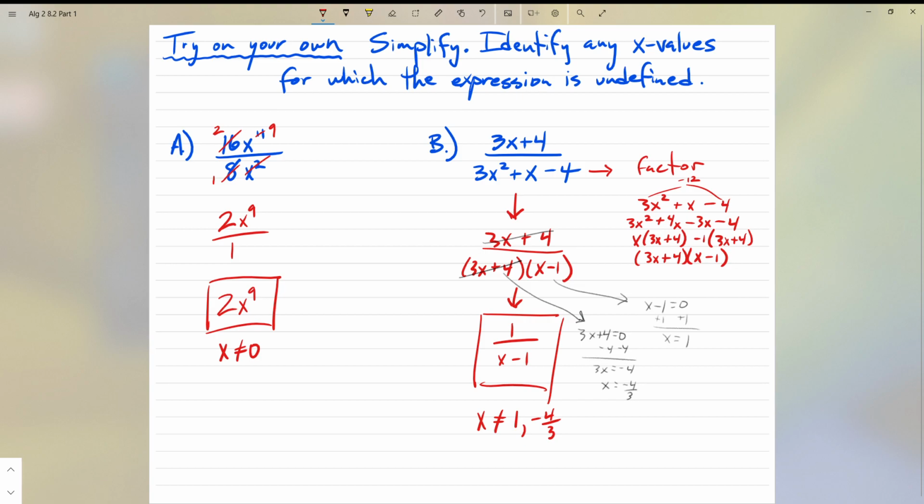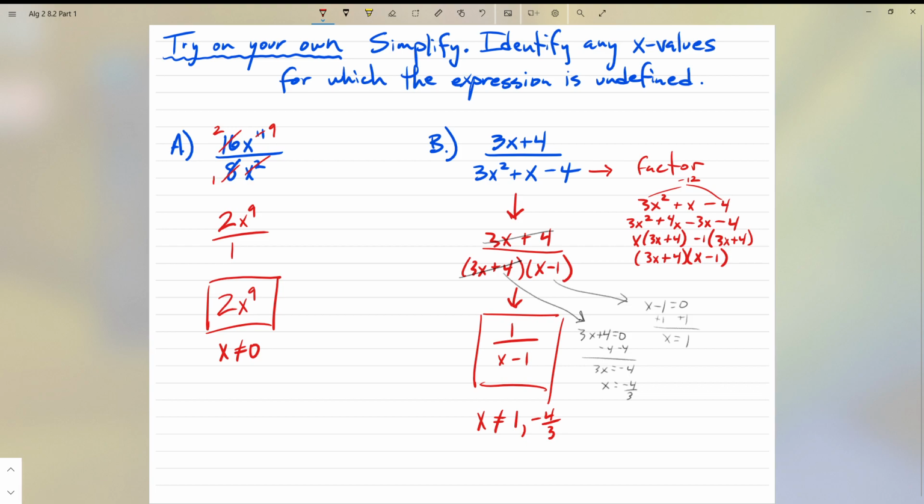So here we go. The question on the left, when you simplified it down, you should get 2x to the 9th, and x cannot be 0. Now the only main difference I see on this question than the one we did together was the fact that the regular numbers simplify down. So 8 goes into 16 twice, and 8 goes into 8 once, so then that reduces or cancels down.